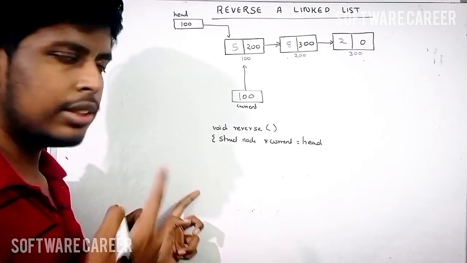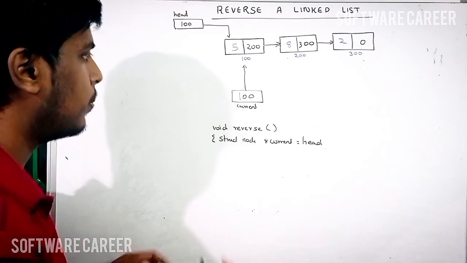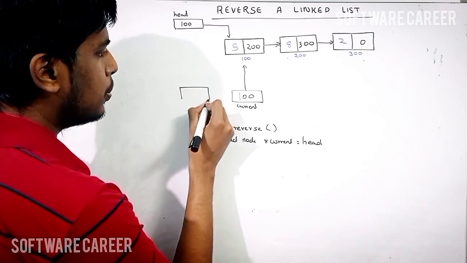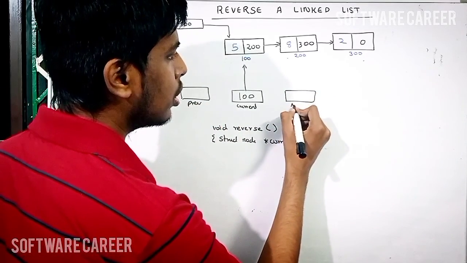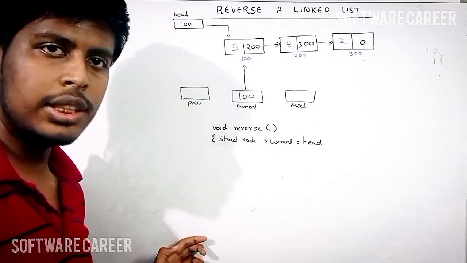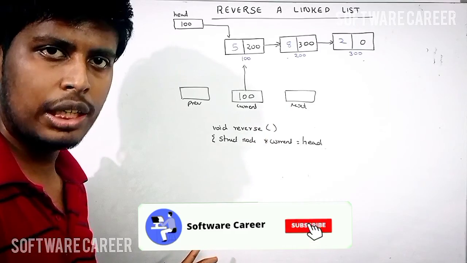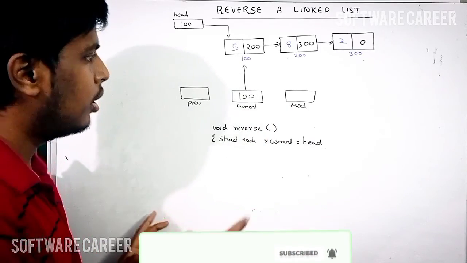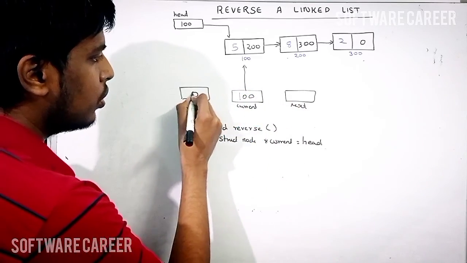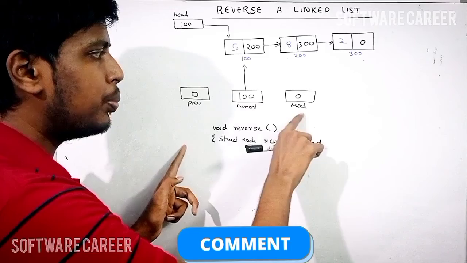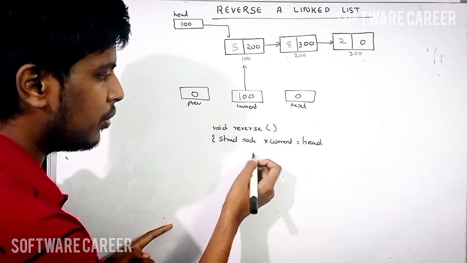Now the next step is to create two more pointers: a previous pointer and a next pointer. Initially these pointers are not pointing to any node. I'll tell you afterwards why I am taking them. Since they are not pointing to any node, their values should be 0. So I have created two pointers, previous and next, and their addresses are 0.